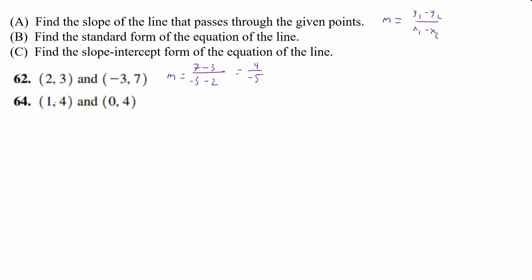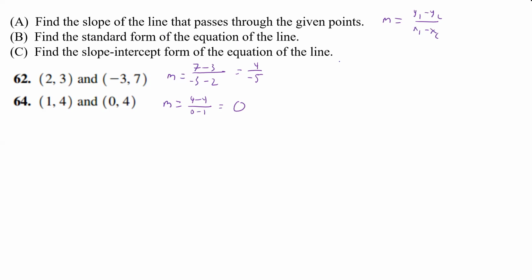All right, let's do the slope for this one here. How about we have m equals, now we'll take 4 minus 4 over 0 minus 1. So 4 minus 4 is 0 over a minus 1, which is just going to be a 0. Okay. So that works. Now we need a standard form of the equation.